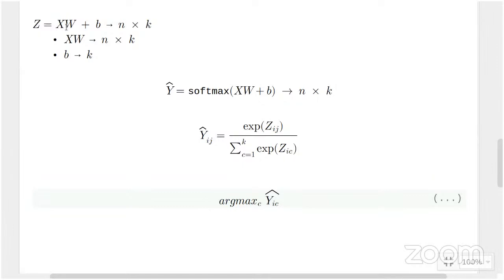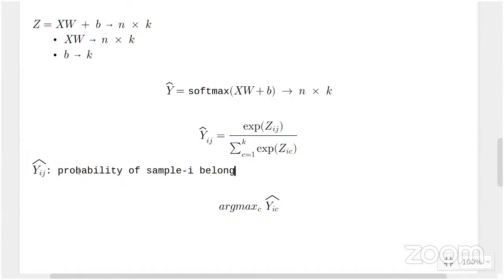Sir, what will this Yij hat give me? What Yij hat represents is how likely it is that point I belongs to class J. To be very precise, Yij hat is going to give you the probability of sample or data point I belonging to class J.